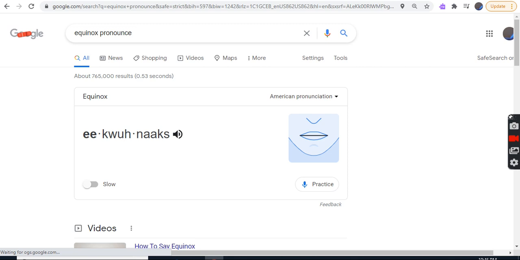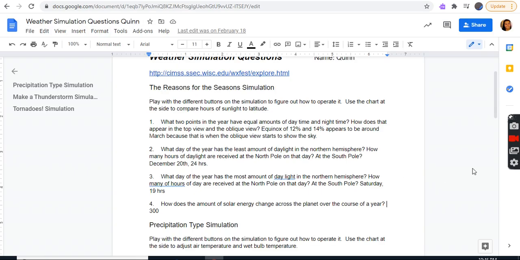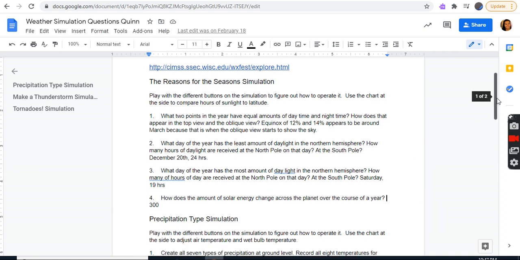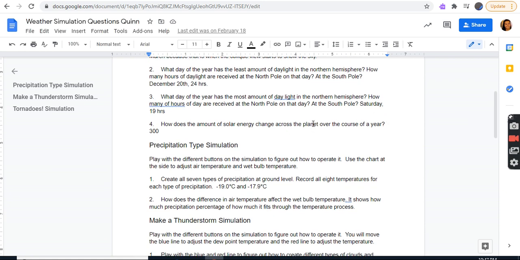Equinox? Okay. So equinox of 12% and 14% appears to be around March because that's when the oblique view starts to show the sky. December 20th, 24 hours at the South Pole has been located. Saturday 19 hours is how many hours are received at the North Pole on that day. This is how the solar energy changes across the planet over the course of the year. How many amounts is 300.